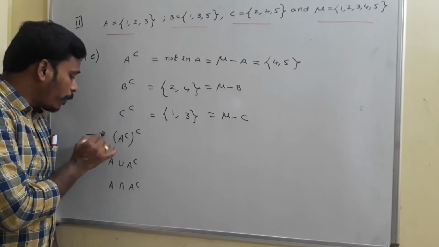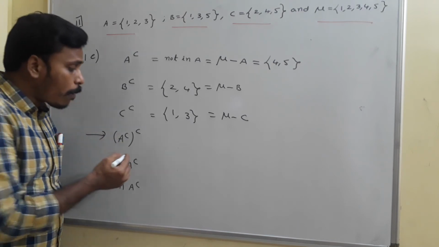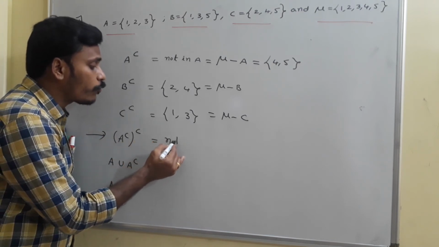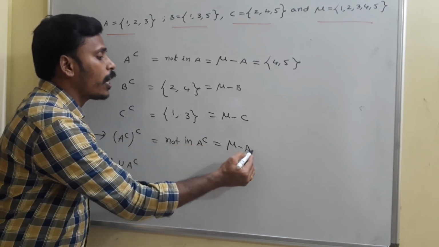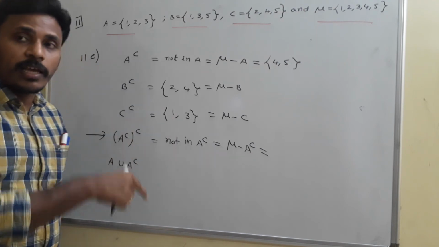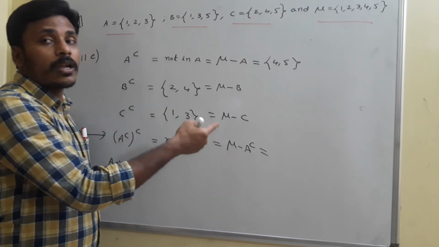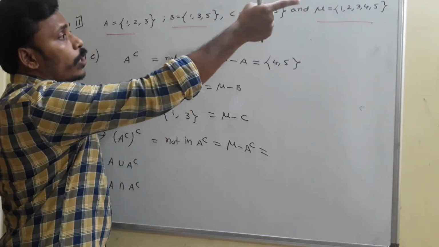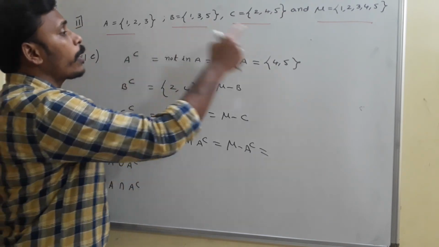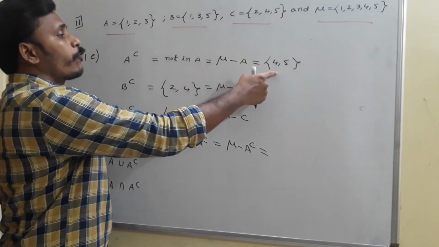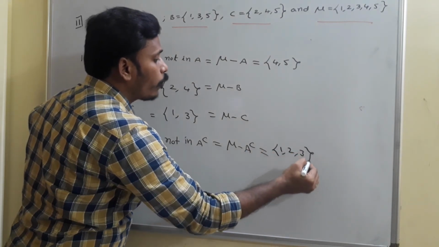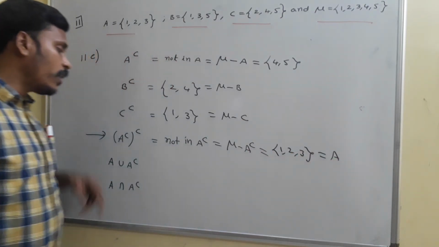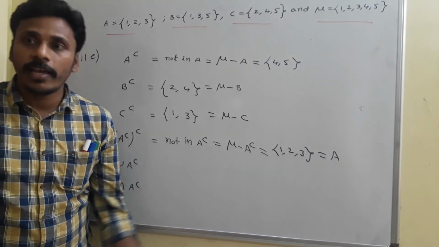Then A complement whole complement. A complement whole complement means elements which are not in A complement. That means mu minus A complement. Elements in the mu but not in A complement. See, mu means 1, 2, 3, 4, 5. A complement means 4, 5. Other than this 4, 5, elements from the mu are again 1, 2, 3 and we take it as A. That means A complement whole complement is A again.